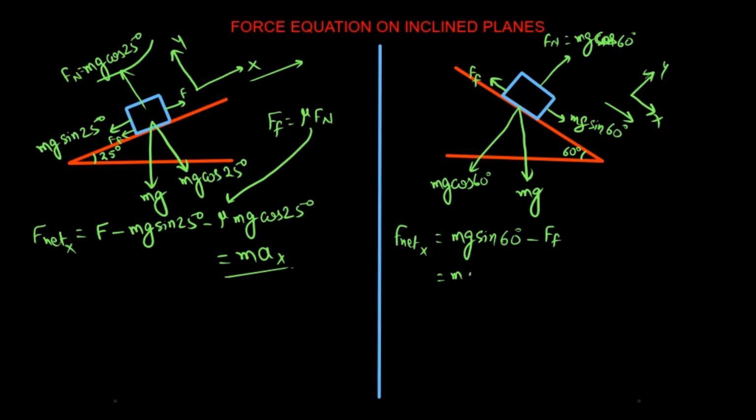So it becomes mg sin 60 degrees minus force of friction, which is mu times force normal. Force normal is this value. So mu times mg cos 60 degrees. This is F net in the x direction. It would be equal to mass times acceleration in the x direction. This is how you resolve all the forces along the direction of motion on an inclined plane.